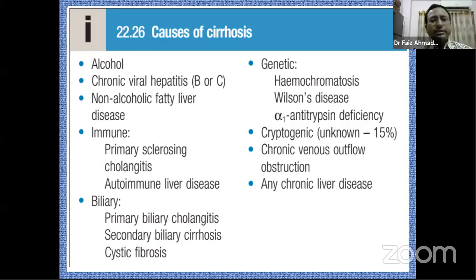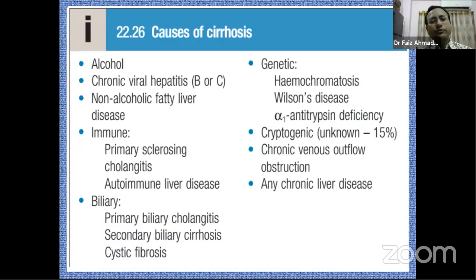In our country, the second cause, which is mentioned here as chronic viral hepatitis B or chronic hepatitis C, is actually the first predominant cause of cirrhosis in our country and also in many developing countries. Number three is non-alcoholic fatty liver disease. Fatty liver disease is a common disease nowadays. Its prevalence is gradually increasing in Western or developed countries and also in developing countries like ours.